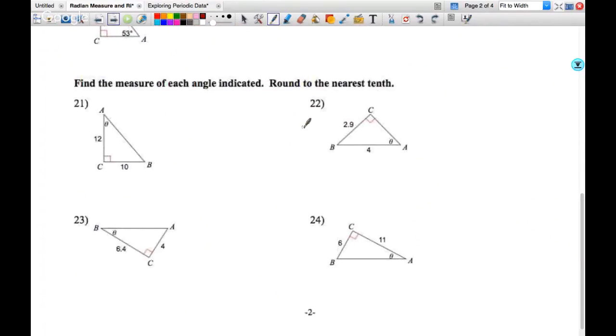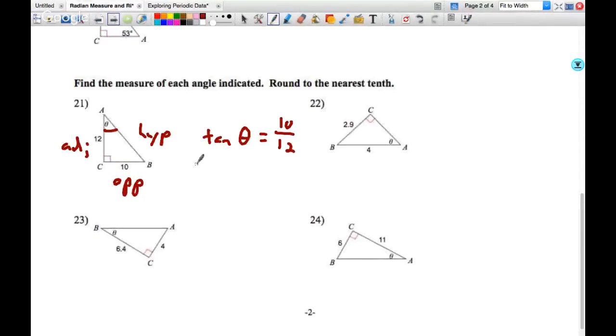Let's look at some of these where we're solving for the angle. We'll do number 21. I still label my sides based on that angle. This would still be the opposite. This would still be the adjacent. This is still the hypotenuse. I've got opposite and adjacent. That means I'm using tangent. But I'm just going to do the tangent of theta. I don't know theta, so I'll just leave it as theta. The tangent of theta equals the opposite over adjacent, or 10 over 12.